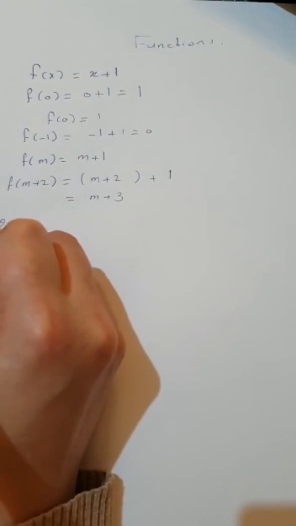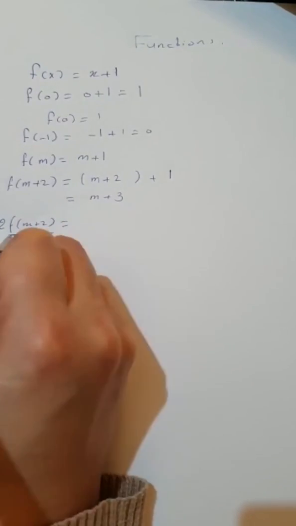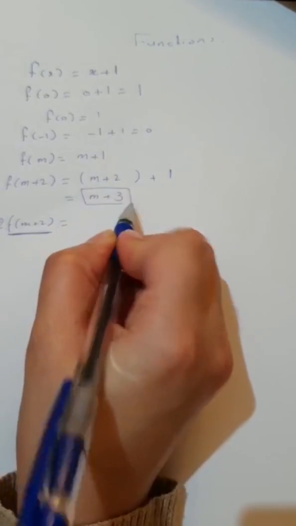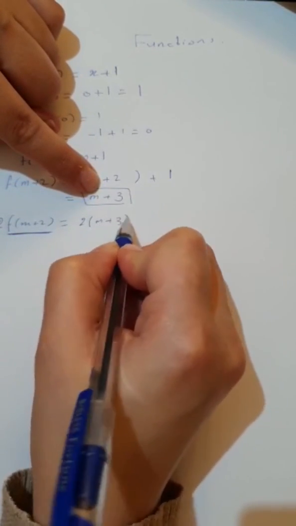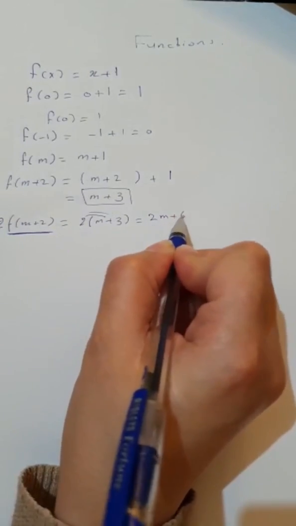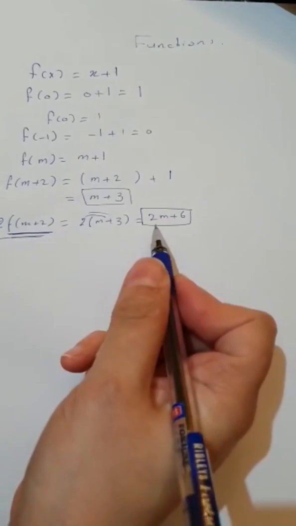And the same thing, if I say 2 multiplied by f of m plus 2, this means I need to multiply f of m plus 2 by 2. So in this case, I'm going to get the answer of f of m plus 2 and multiply it by 2. The answer of f of m plus 2 will become m plus 3. I'm going to distribute it inside, so it will become 2m plus 6. So the answer of 2 f of m plus 2 equal to 2m plus 6.